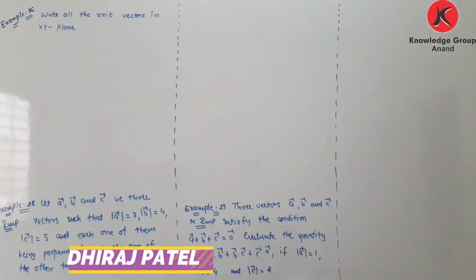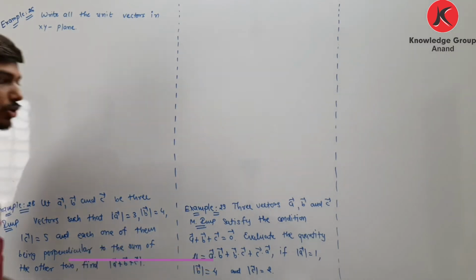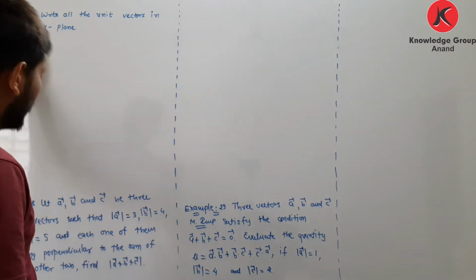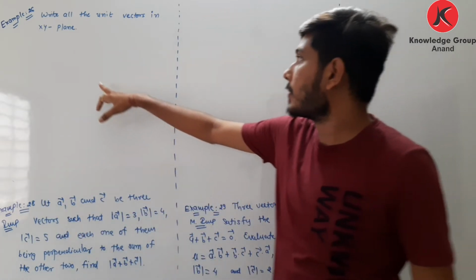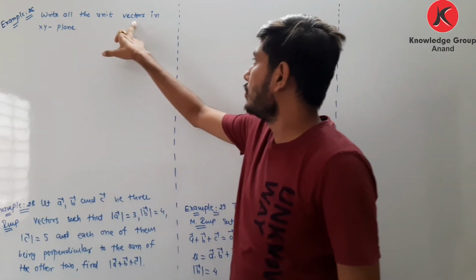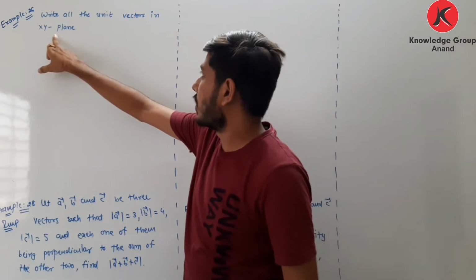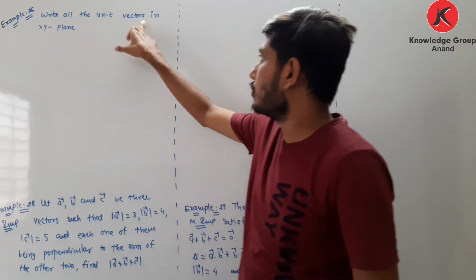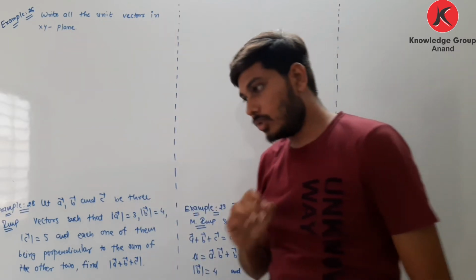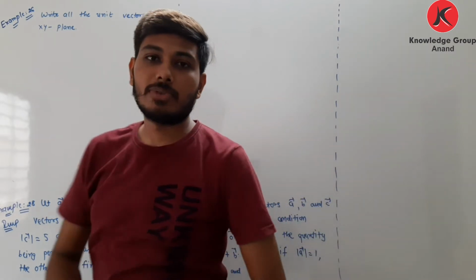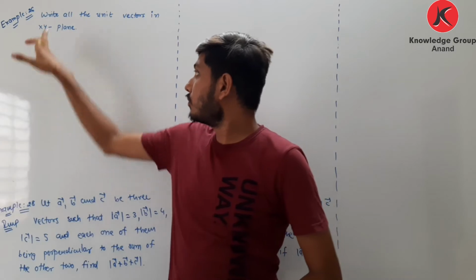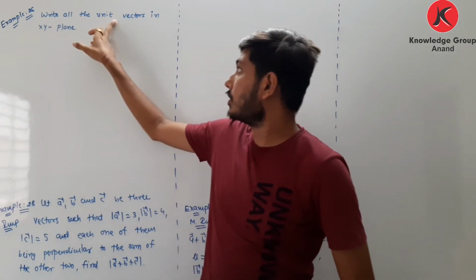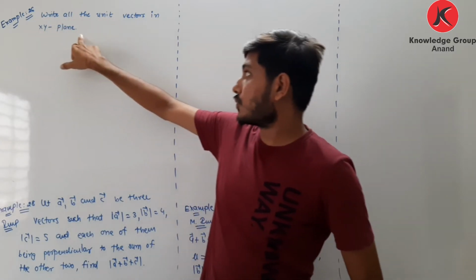Now we are going to discuss some more questions. Example number 26, which is quite a logical question. Write all the unit vectors in the xy plane. What do you mean by unit vectors? We know that a unit vector means a vector having magnitude 1 unit. We have to write down all the unit vectors in the xy plane.